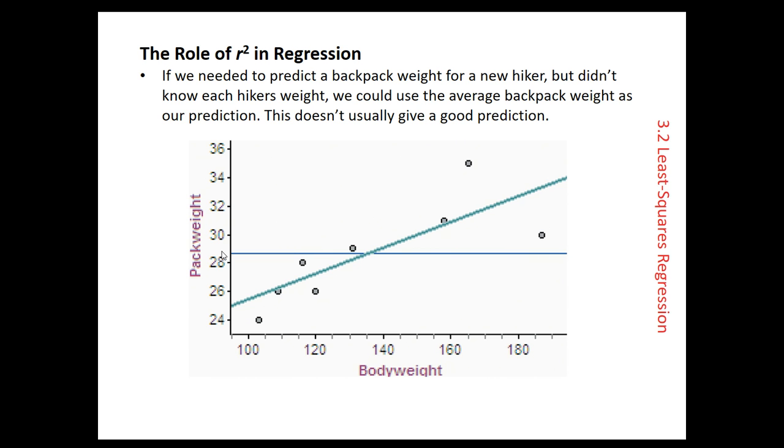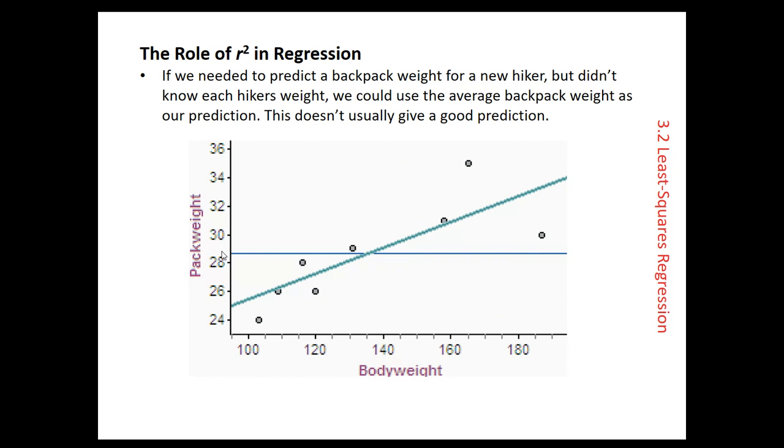So this is to explain a little bit more about R squared, which is the coefficient of determination. The context for this problem: we are trying to predict a backpack weight, so how heavy the pack weight is for a new hiker based on their body weight. But the idea is, what if we didn't know each of their weights? So what would be the best pack weight guesstimate, really?